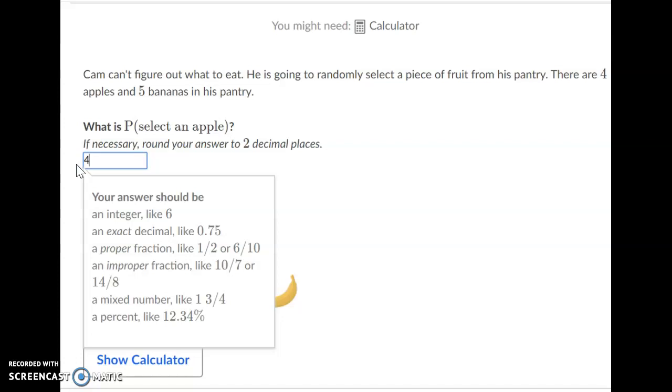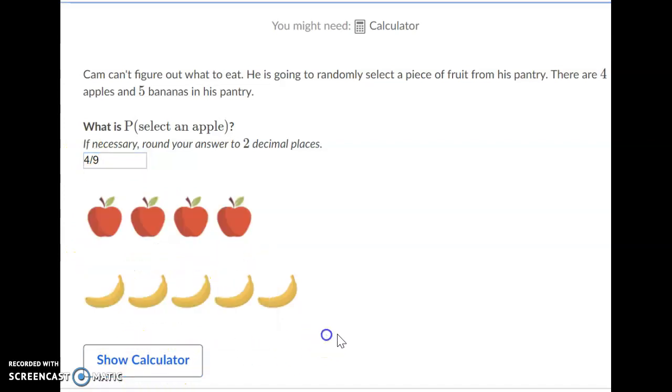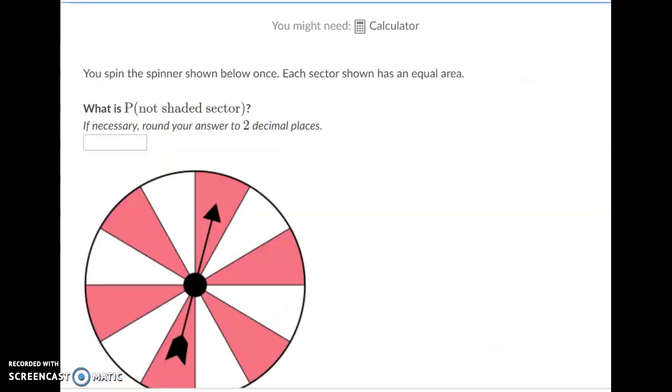So probability is always part divided by whole. So in this case, it would be 4 apples. That's the part that he's interested in, divided by 9 pieces of fruit. So 4 9ths. In this particular one, it says you can leave it as a fraction, so I'm going to do that. And we'll check it. And we got it. Yay. So we'll go on to the next question.